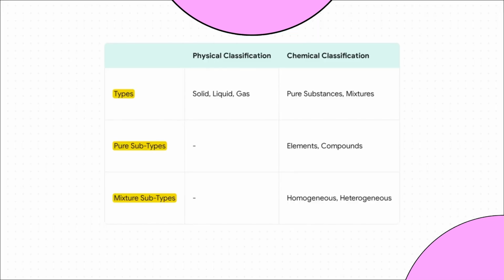Now, chemists like to keep things organized, so they classify matter in two main ways. The first is physical. Is it a solid, a liquid, or a gas? Easy. But the second way, the chemical way, is where we dig a little deeper. Is it a pure substance, like pure gold or pure water? Or is it a mixture, where a bunch of different things are just tossed together?